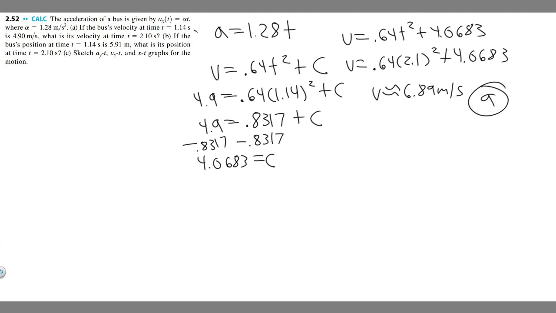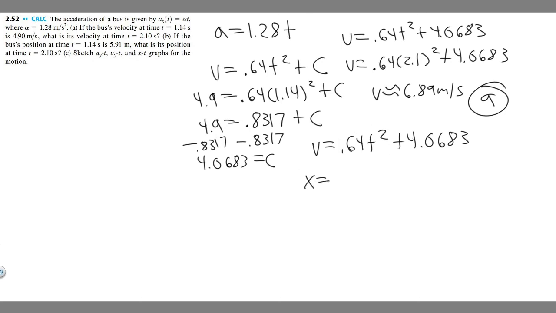So B is going to be position. We're trying to find the position at a time. So remember how I said if you take the integral of acceleration you get velocity, and if you take the integral of velocity, you get position. So this is our velocity function. V equals 0.64 t squared plus 4.0683. We're going to take the integral of this and get position.